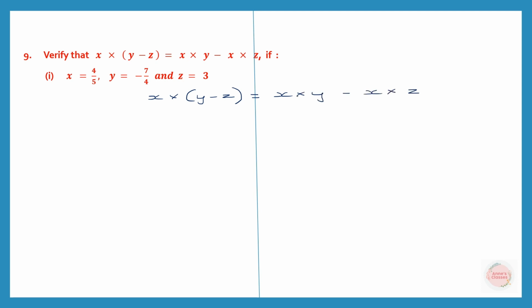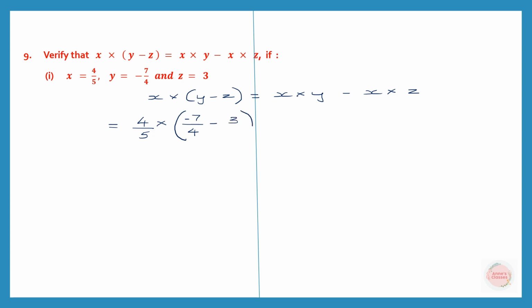This is on the left hand side, and on the right hand side we have x into y minus x into z. Now here we know that when we multiply it will be x into y, so we have x into y minus x into z. So we're going to substitute all these values here. Here x is equal to 4 by 5 into y is minus 7 by 4 minus z is 3.